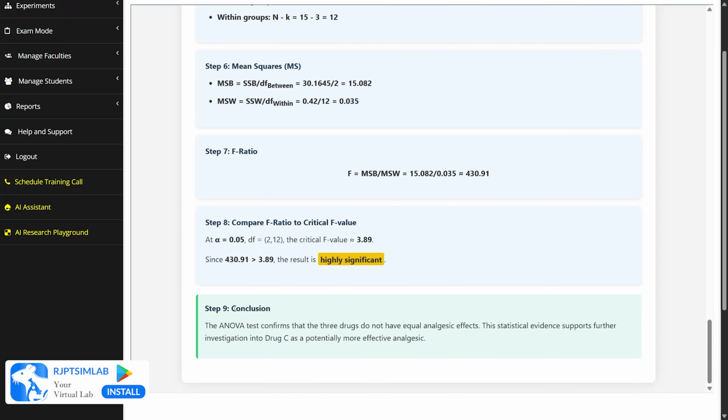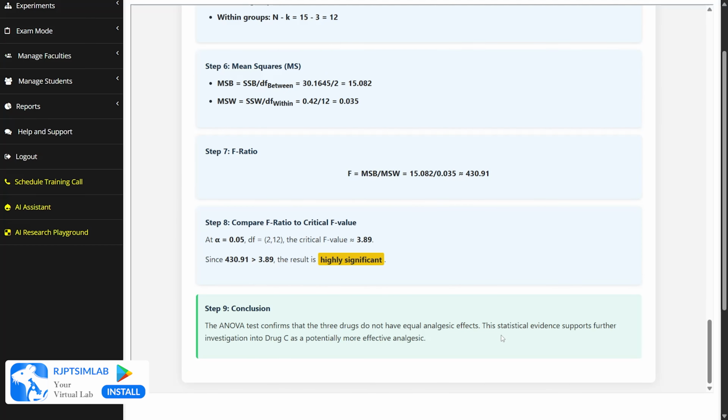Now let us see the conclusion of the experiment. The conclusion says the ANOVA test confirms that the three drugs do not have equal analgesic effect, and this statistical evidence supports further investigation into drug C as a potentially more effective analgesic. The test that we studied in the example confirms that all three drugs A, B, C do not have equal analgesic effect. It has shown different analgesic effects, and this evidence supports further investigation into drug C, which shows a potentially more effective analgesic effect than drugs A and B.